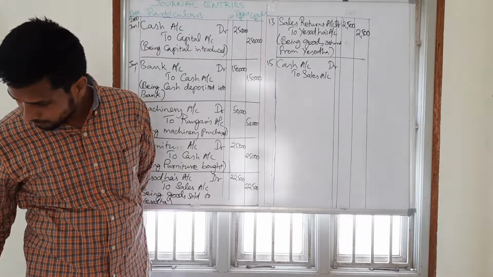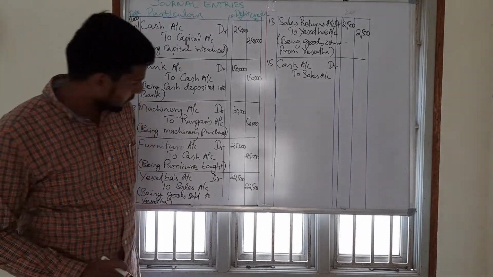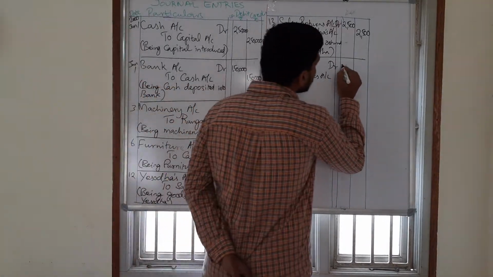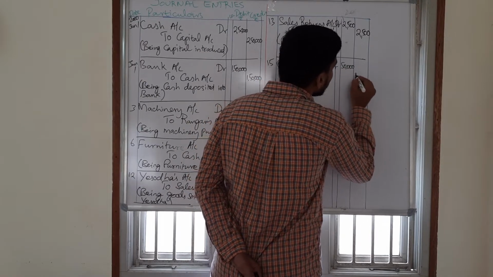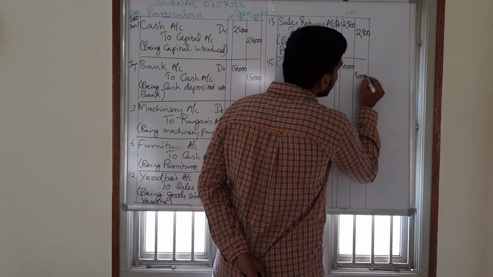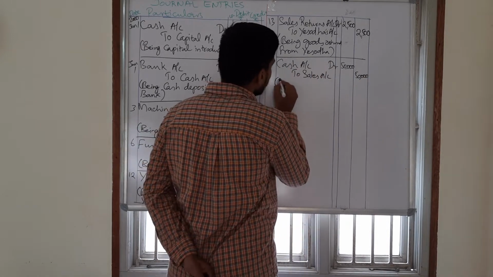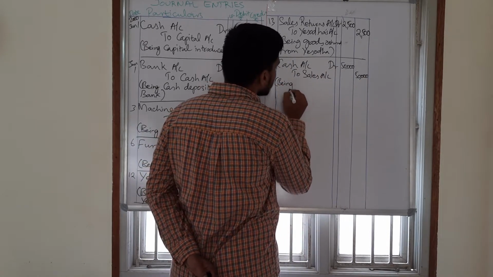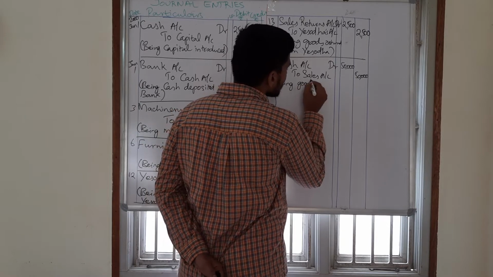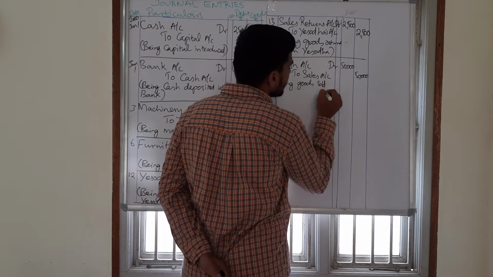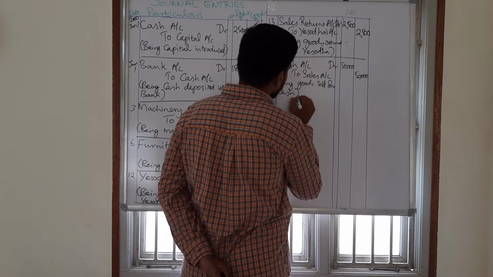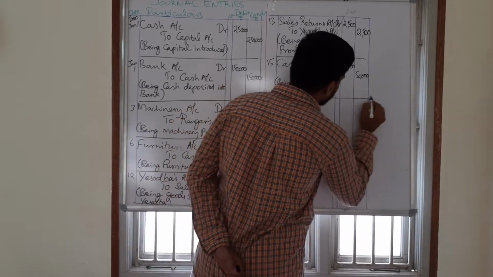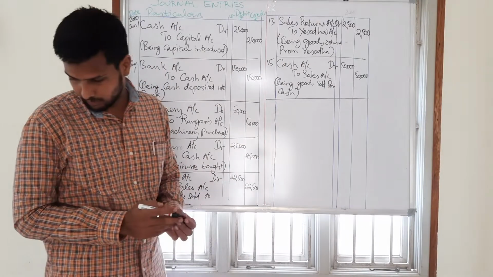Amount is 50,000. The goods sold for cash, right? Therefore, we completed the cash transaction.